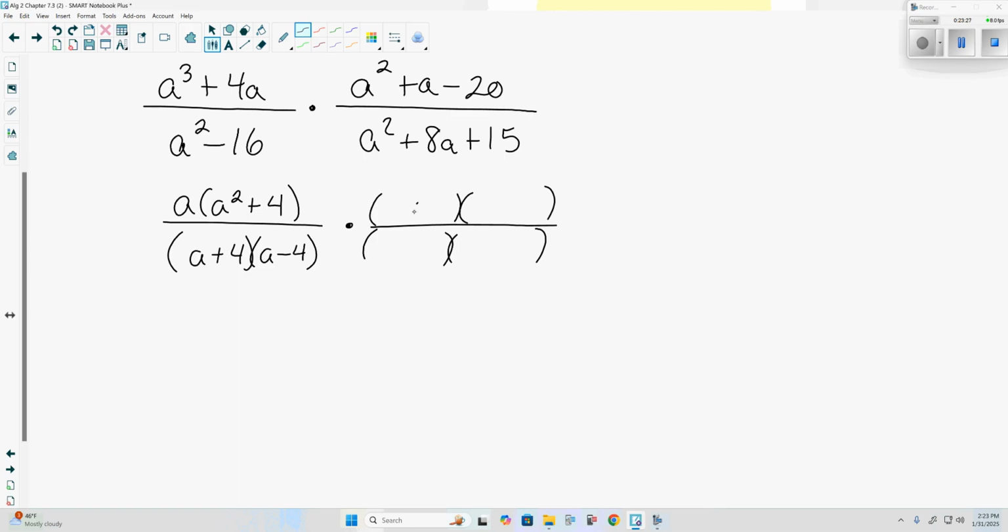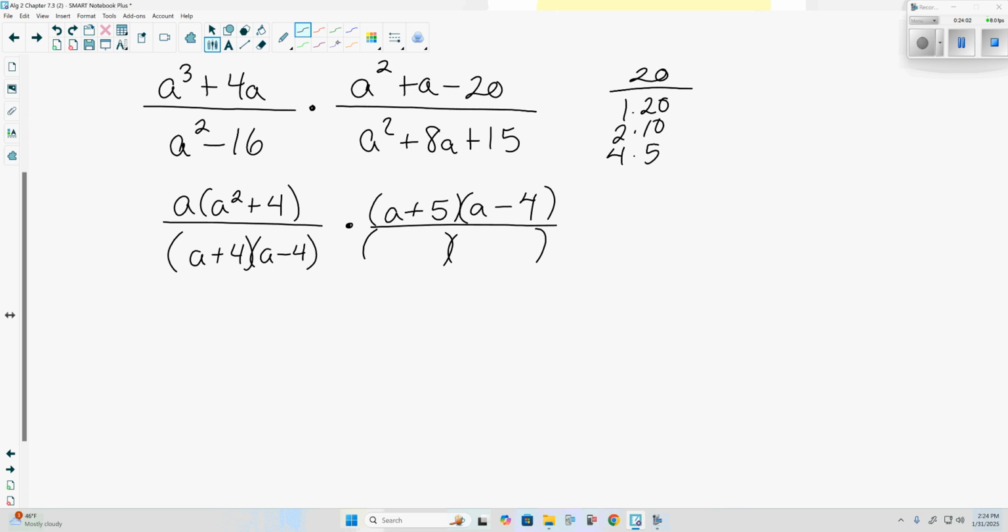Since the third term is negative, our signs are opposite. Factors of a squared are a and a. Factors of 20: 1 and 20, 2 and 10, 4 and 5. Does it matter which one's positive, which one's negative? Probably 5 is positive, 4 is negative. Since we don't have a number in front of a, it's not going to impact it. But we know the middle term's positive, so probably the bigger number should be positive.